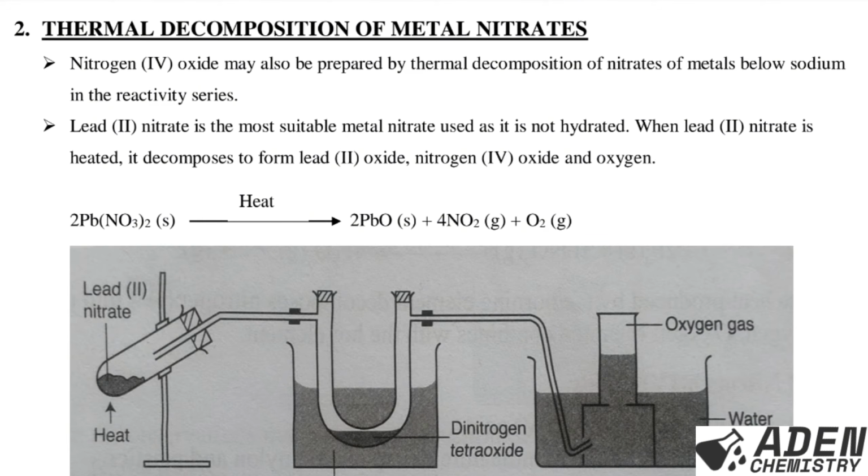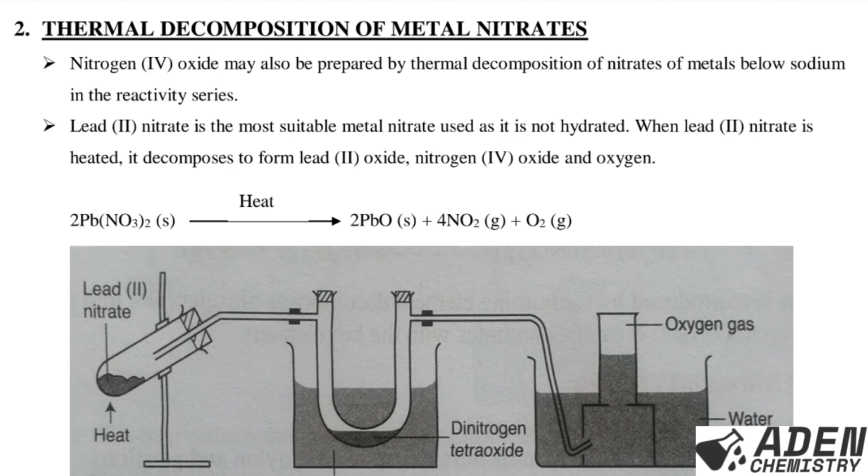So apart from potassium and sodium, the other metal nitrates can be used to prepare nitrogen peroxide gas in the lab. Such nitrates include calcium nitrate, magnesium nitrate, aluminum nitrate. We can have zinc nitrate, iron 2 nitrate, lead 2 nitrate, copper 2 nitrate, mercury nitrate, and also silver nitrate. Of all those nitrates, we are told lead 2 nitrate is the most suitable metal nitrate used in the preparation of nitrogen peroxide.